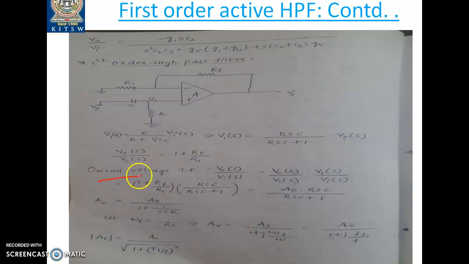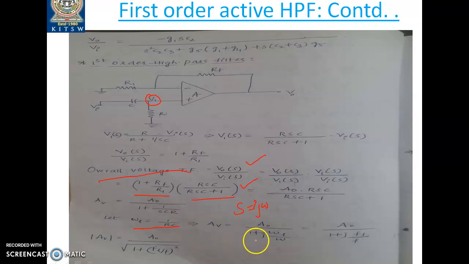So the overall voltage transfer function, that is V0(s) by Vin(s), is gain times input. 1 plus Rf by R1 is the gain. Input is nothing but the voltage divider rule across this resistor, and you will be getting RSC by RSC plus 1. In steady state, when you consider s equal to j omega, you will be getting omega L is equal to 1 by RC, which is the lower cutoff frequency for the high pass filter.